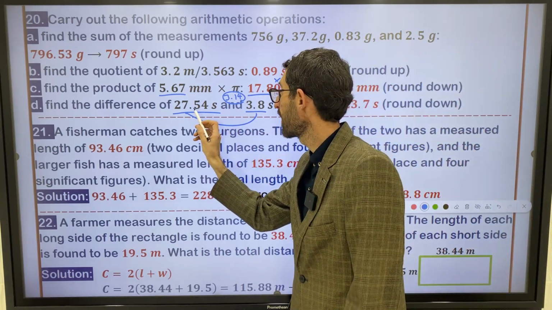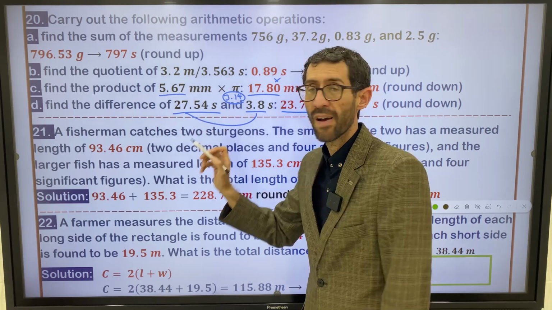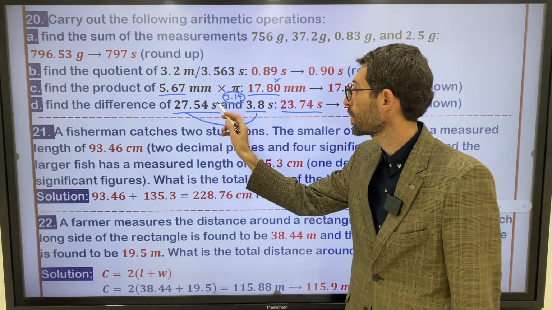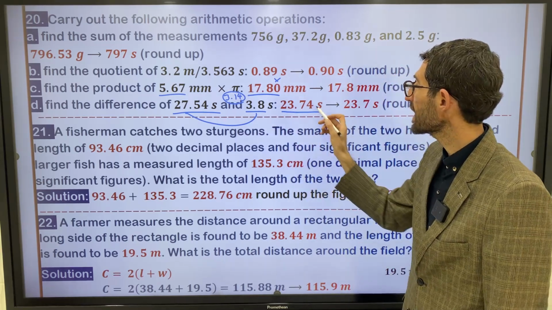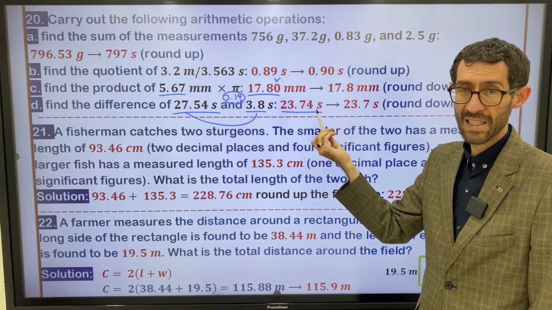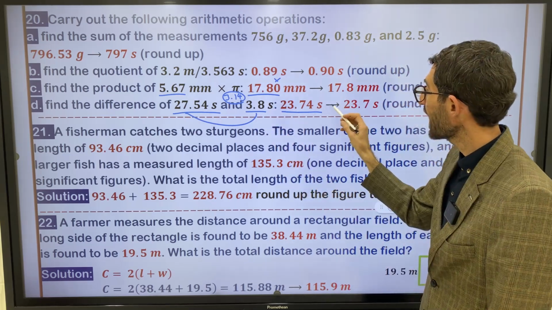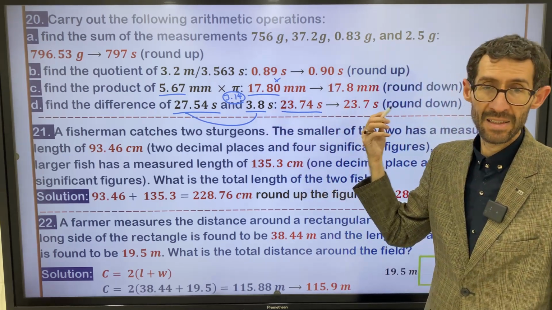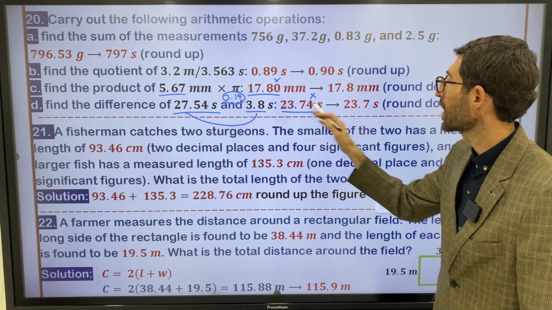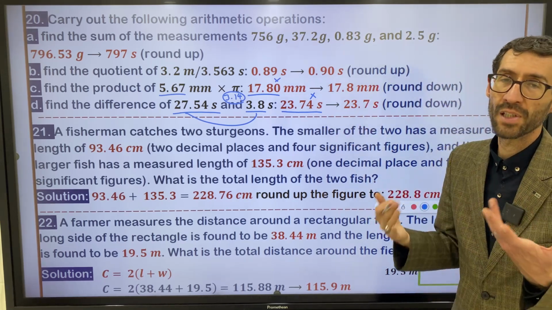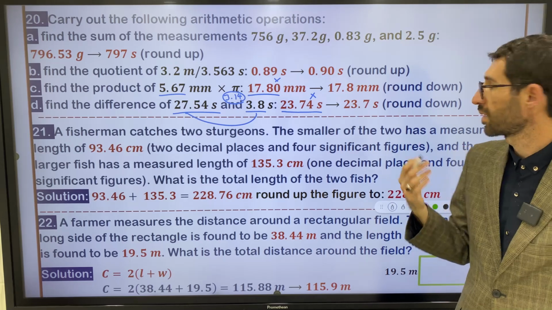But here, we don't accept this one, right? Because after the decimal point, we have 2 decimal places. The answer should contain 1 decimal place. This is the answer, right? It can't be. We don't accept it because I told you we have to obey the rule. That's why, as we have two decimal places, you have to drop the last one and just write the rest, 23.7 seconds. So we had rounding down as well.